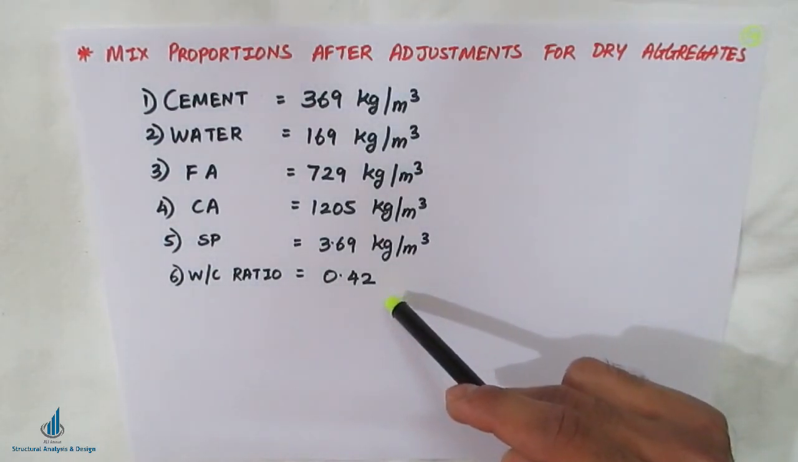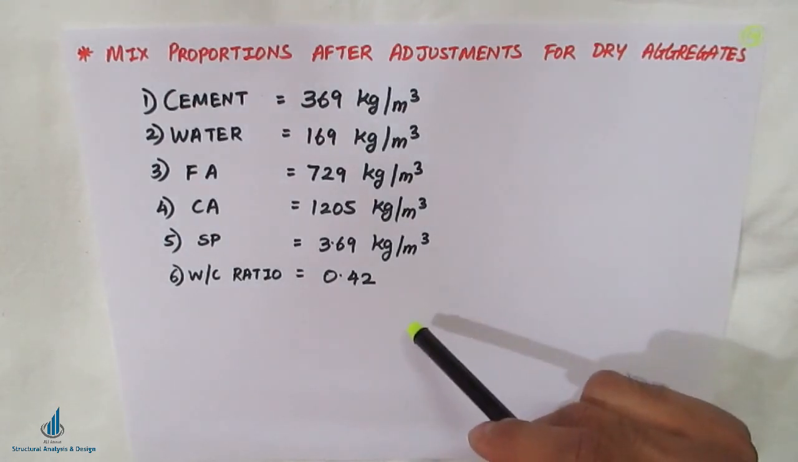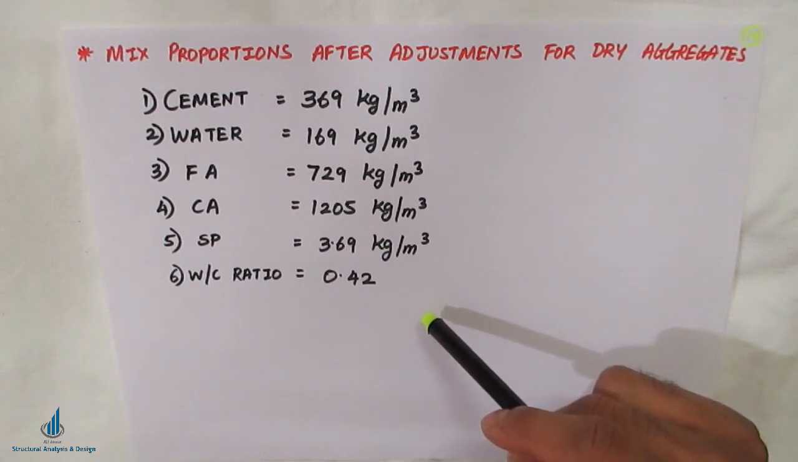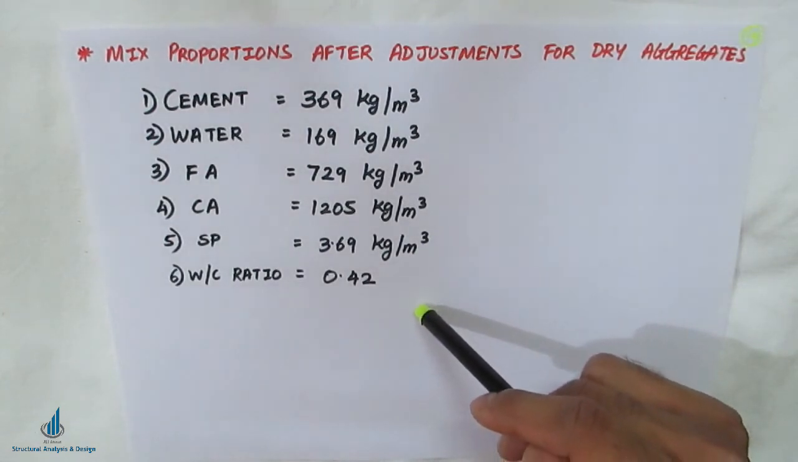So I hope I have cleared all the doubts regarding this mix design after adjusting for dry aggregates, and I think I have also cleared the doubt about the interpolation method to calculate the volume of coarse aggregates.